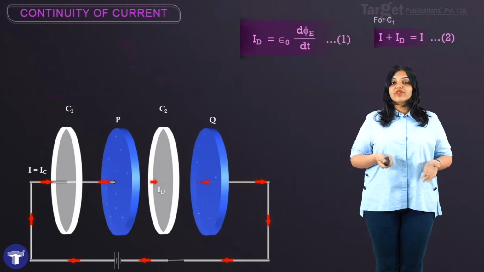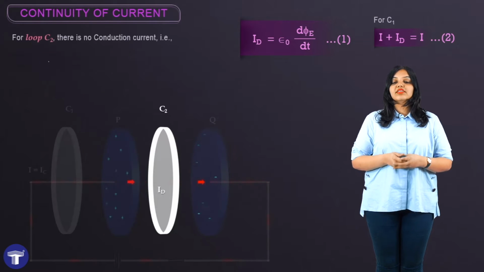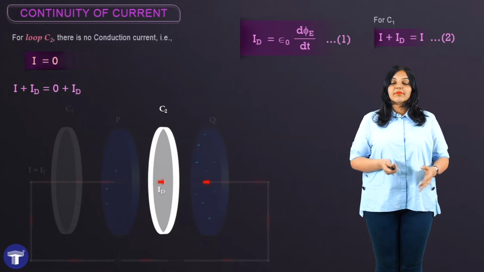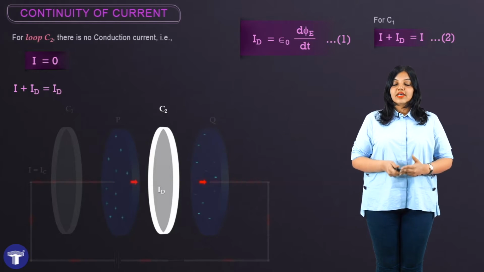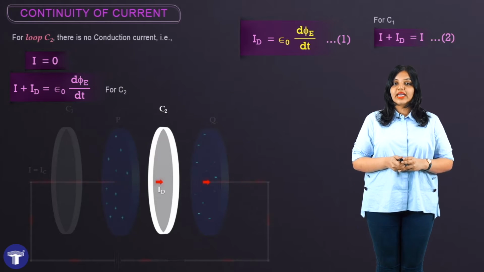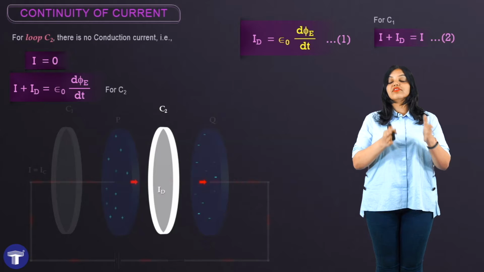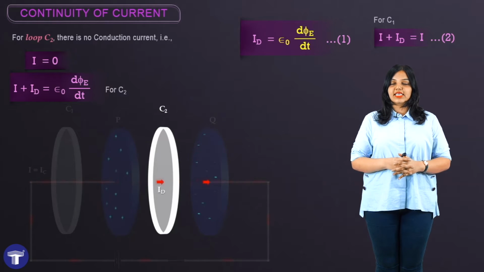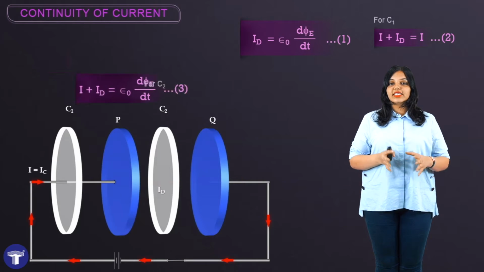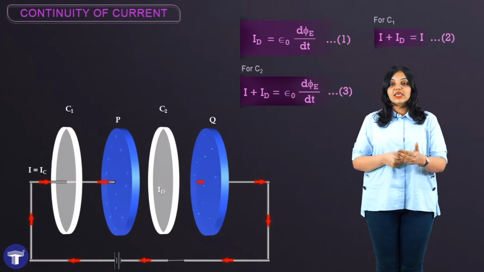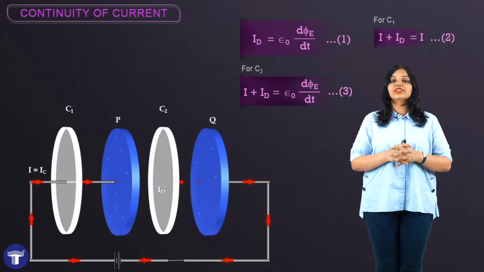For C2, on the other hand, we see that the sum I plus ID will be simply equal to ID itself, because there is no conduction current. So here I get that I plus ID is equal to ID, and for ID we write down the formula as we have from formula 1. So I get I plus ID is equal to epsilon naught d phi by dt. So I have found the expression for I plus ID for loop 1 and for loop 2, that is for C1 and C2, and these are the formulae 2 and 3.